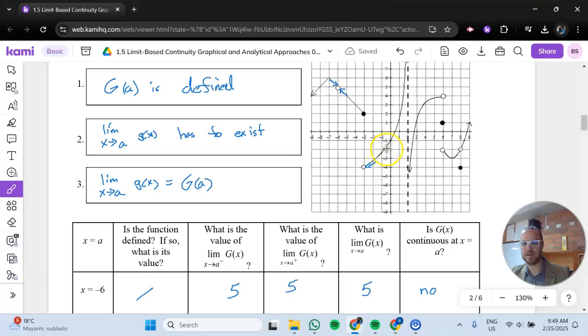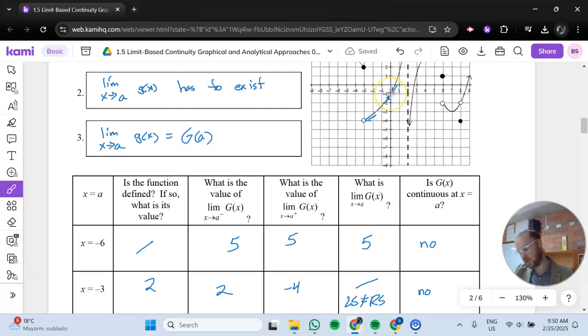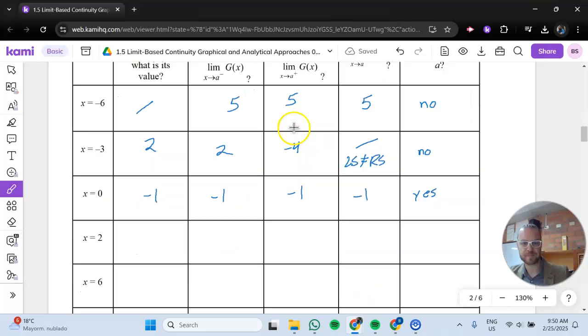Next one is going to be 0. So if we look up here at 0, we can see that it's defined. We can see that from both the left and right, we are approaching the same thing. So let's fill that out. At 0, it was defined, and it was -1. From the left, it approached -1. From the right, -1, which means the limit is -1. And yes, it is continuous, which we can see very easily, right? That's why we're doing it with a graph the first time.